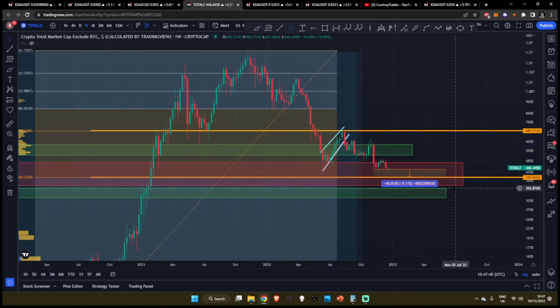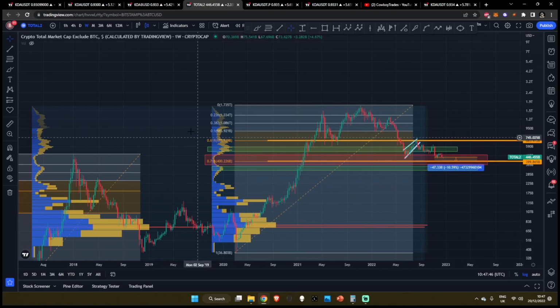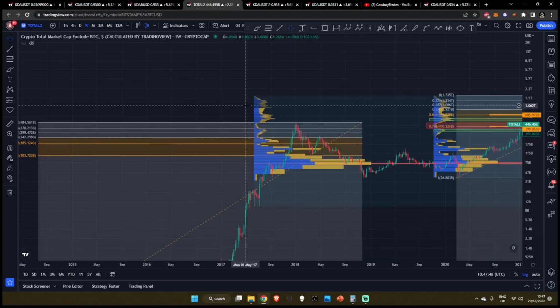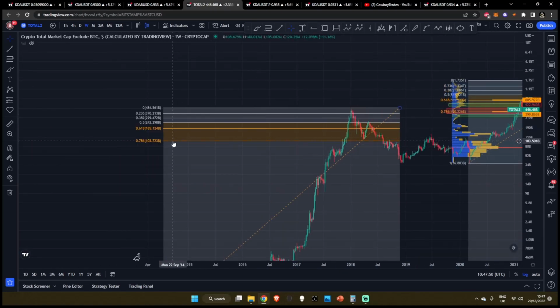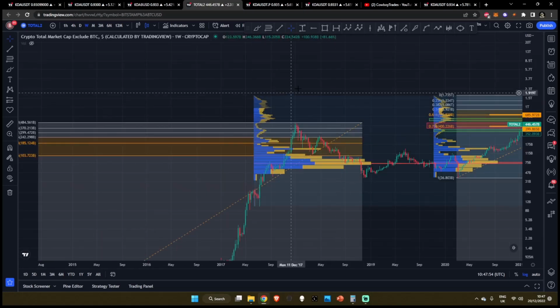So in my opinion, altcoins are heading down to the 0.786 Fibonacci. They're about another 10.5% away. And once again, we've talked about this in the channel. When you do lose the 0.786 Fibonacci in a bear market, these are when the major meltdowns happen.